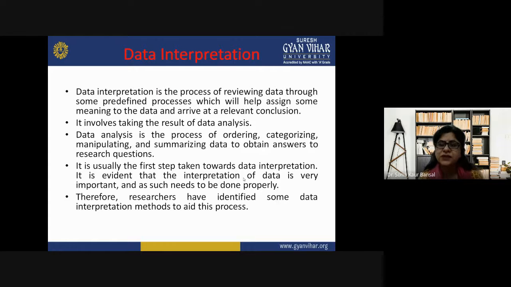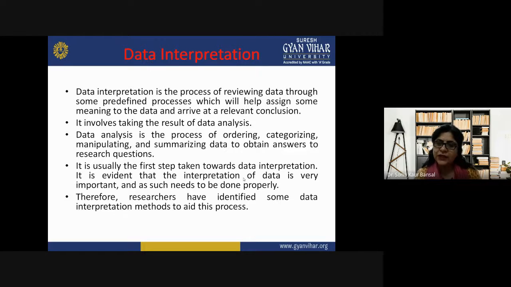Now students, let's understand what we are going to understand today, data interpretation. First of all, understand that it is a process, and a process is something which follows steps one after another. Data interpretation is the process of reviewing data through some predefined processes or steps, which will help assign some meaning to the data and arrive at a relevant conclusion.